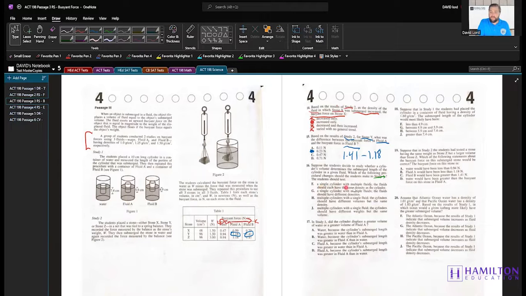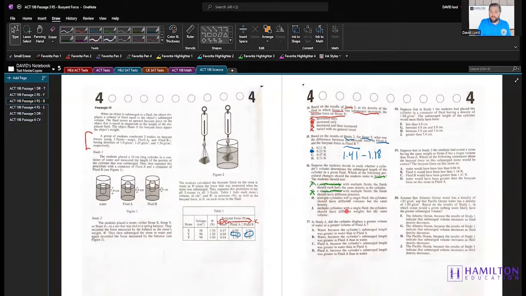A single cylinder with multiple fluids, the fluids should each have the same density as the cylinder. Well, if we're looking to see if the cylinder's volume determines the submerged length, if we only use one cylinder, there's not a way to see how the volume would change or determine it. So we probably need to use multiple cylinders. So I'm going to cross off F because it has that. For G, it also starts with a single cylinder, so we can cross off that one as well. So let's look at H and J.